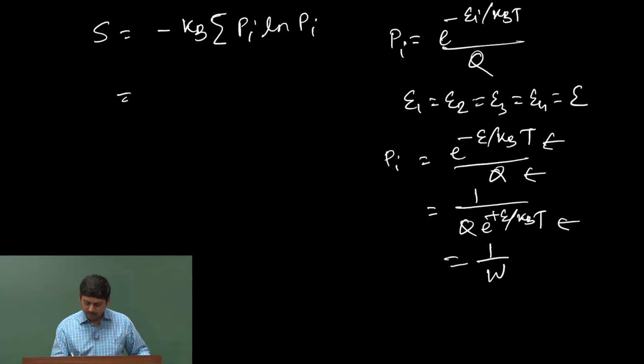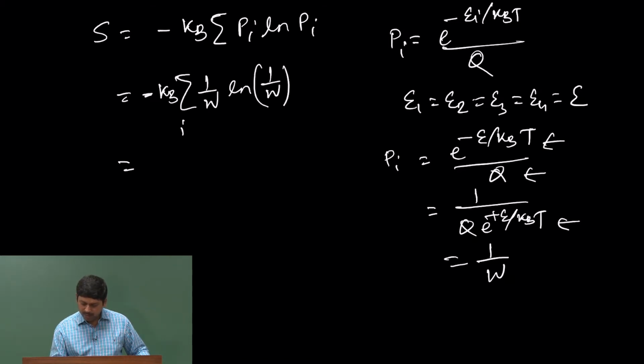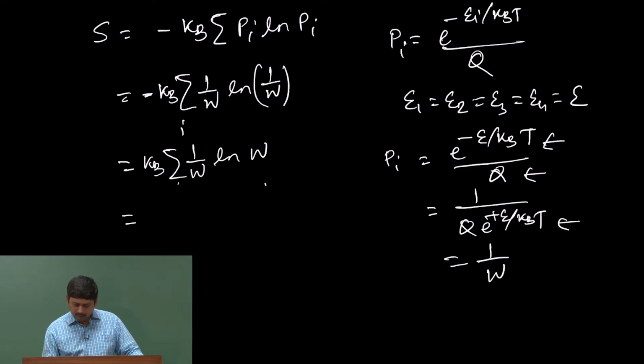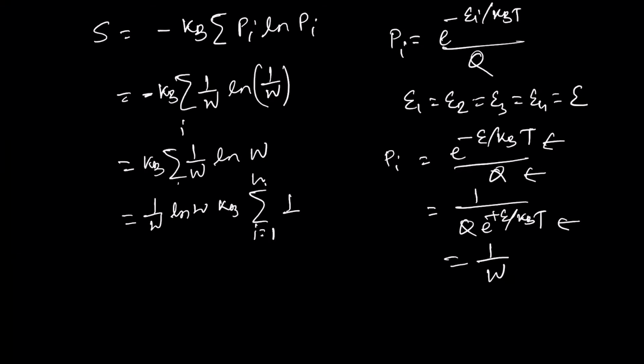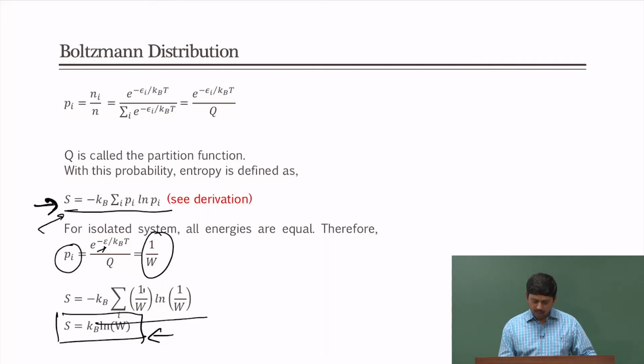So, now let us put that here, minus Kb, 1 by W ln 1 by W. Now, when there is a minus and 1 by W, minus will become plus and it will give us 1 by W ln W. So, now we know that W is a constant. So, let us take out W and ln W, and I will have a sum of 1 going from i to W. So, which will give me ln W multiplied by W, and W cancels, and Kb is also there, giving me Kb ln W. So, now we got Kb ln W.